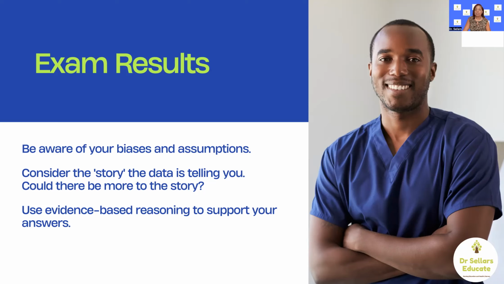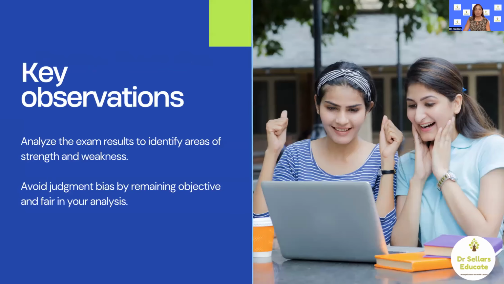Because sometimes we do see what we want to see instead of what's actually there. I know many of us have found that to be the case, so we just want to be mindful of that. Some key observations that you want to think about is to, first of all, analyze the exam results. Were there strengths and weaknesses? Are there opportunities to improve the exam questions because of bias? And it could be based on feedback that we hear from our students.